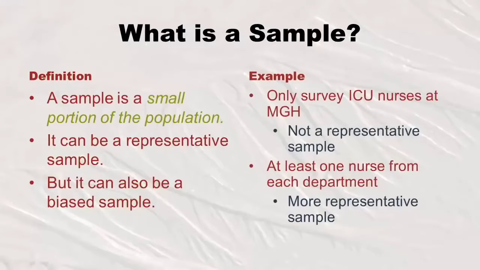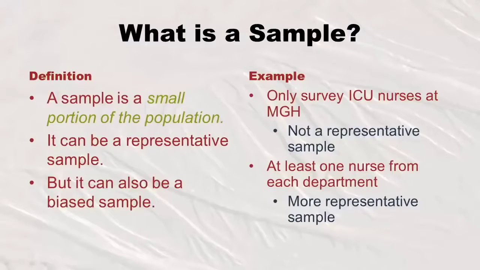Let's say we were going to survey a sample of the population of nurses at MGH. Let's say we only surveyed nurses in the intensive care unit. That would be a sample, but not a representative sample. So it would be a small portion of that population, but not a representative one. Probably more representative would be if we asked at least one nurse from each department.